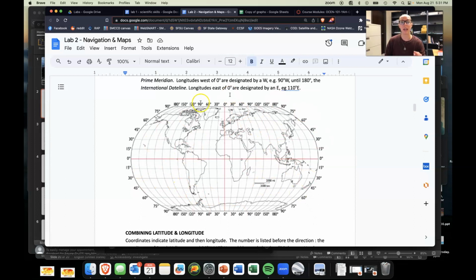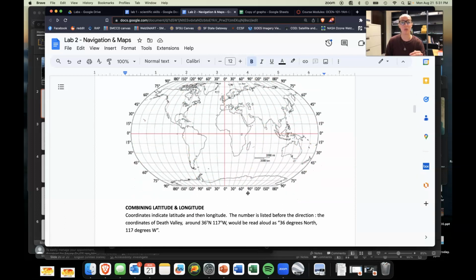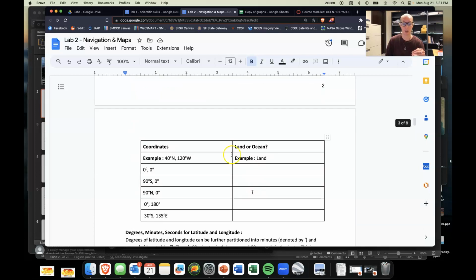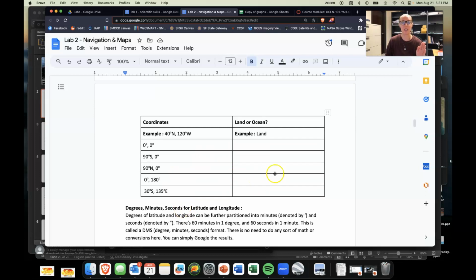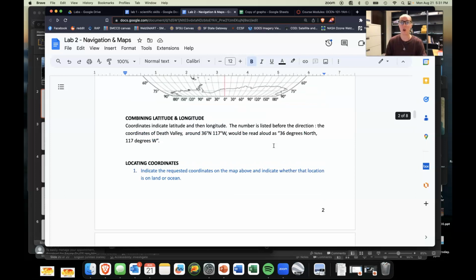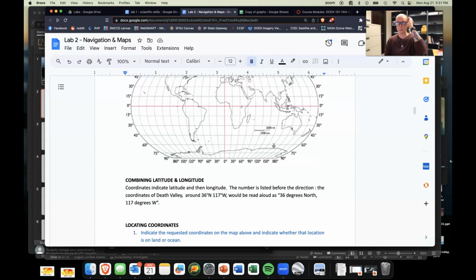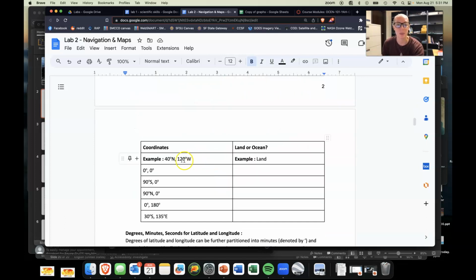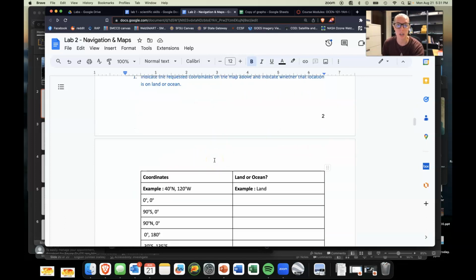Here's a blank lat-lon map that you can use for the first activity. In the first activity, you're given coordinates in this table on the left, and I would like you to tell me whether those coordinates are on land or on ocean. A way you could do that, if you're printing this at home or even using a device, which is totally fine: say my first example is 40 degrees north, 120 degrees west.